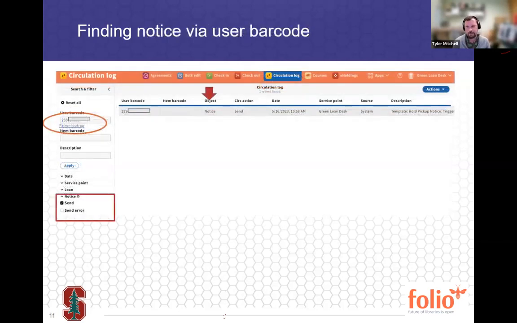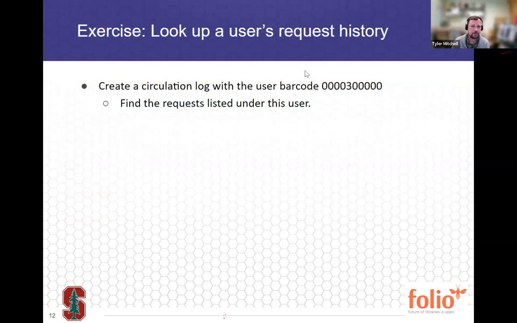And the same sort of tactic applies when looking for a notice for a user. You can look up the user. You'll see on the bottom left-hand side underneath notice, send is checked. Again, you can confirm that the object you're looking at is a notice. All right, so let's try this now ourselves. And thanks, Jeanette, for letting us know you can't search in transit and inventory, but that's not part of the circ log.